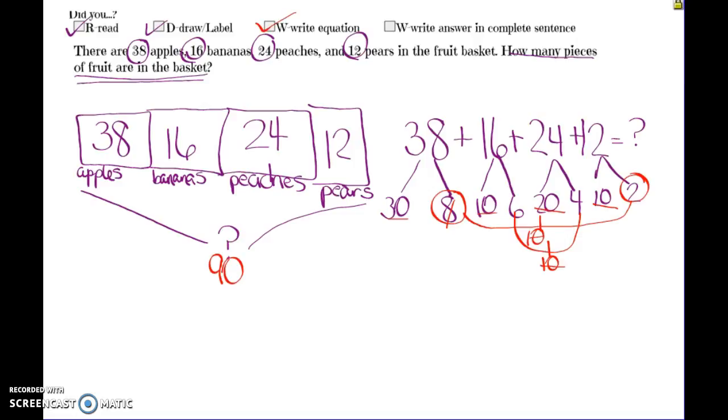Now that I've written the equation and solved, I need to write it in a complete sentence. So that question would be, or in a complete sentence, there are 90 pieces of fruit in the basket.